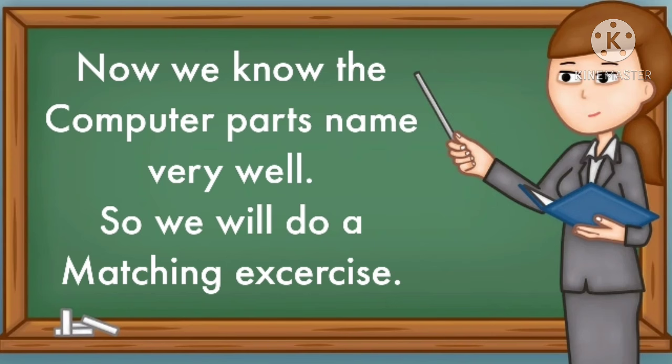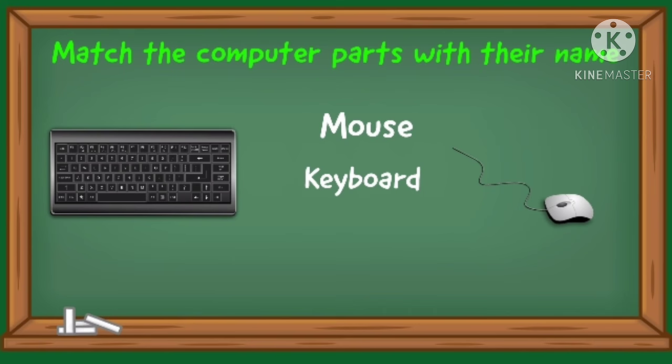So we will do a matching exercise. Match the computer parts with their name. What is this? Keyboard. And where is keyboard? Here. So we will match this to this. What is this? Mouse. Where is mouse? Here. So we will match this to this.